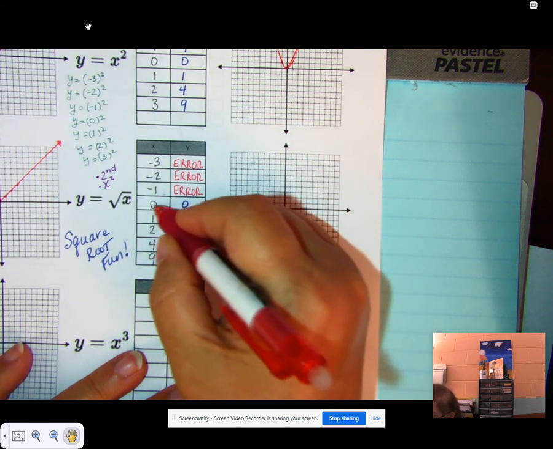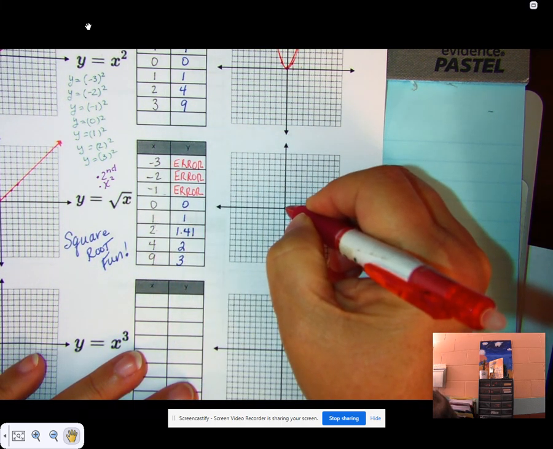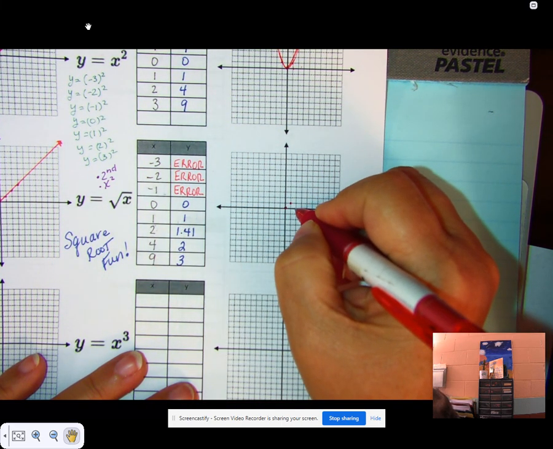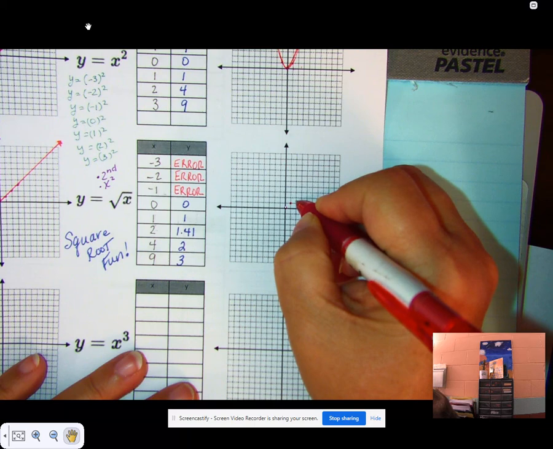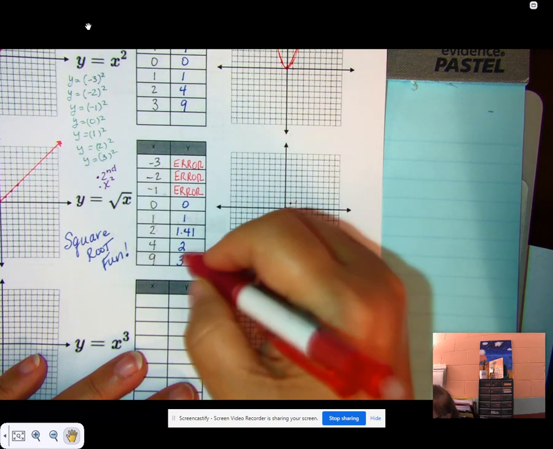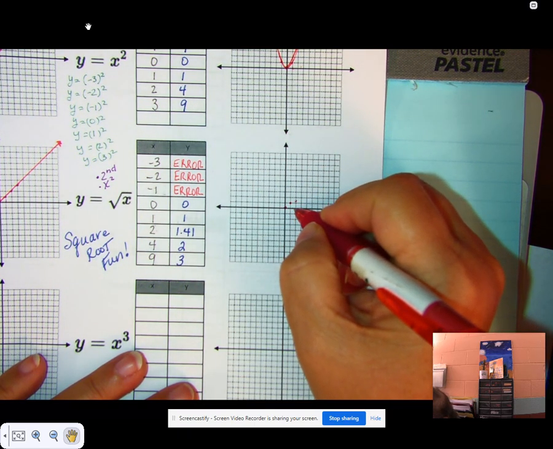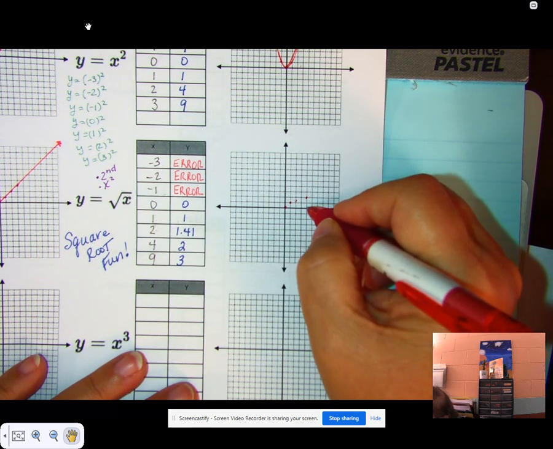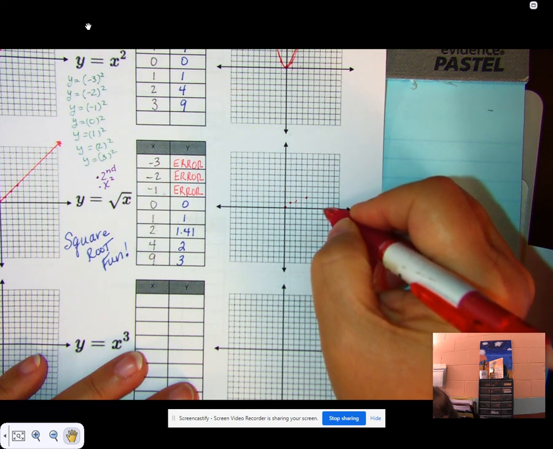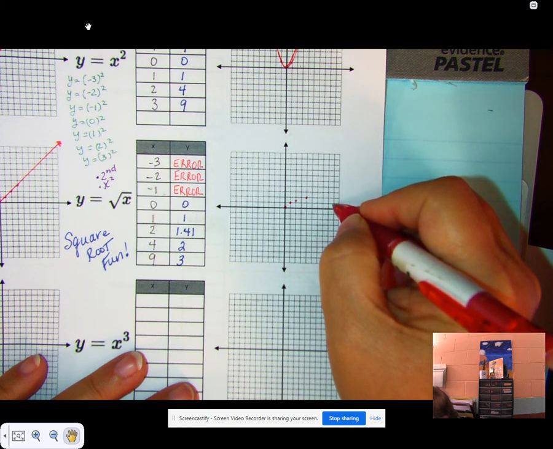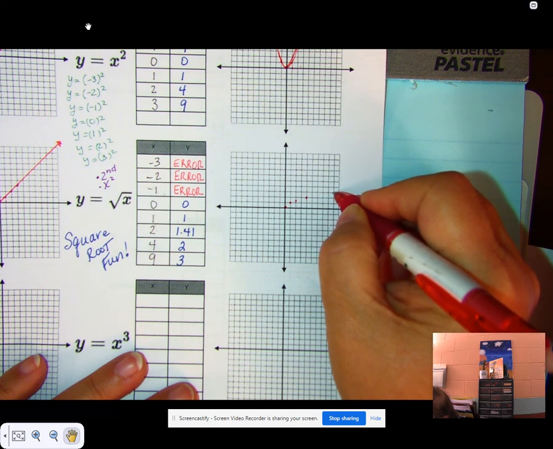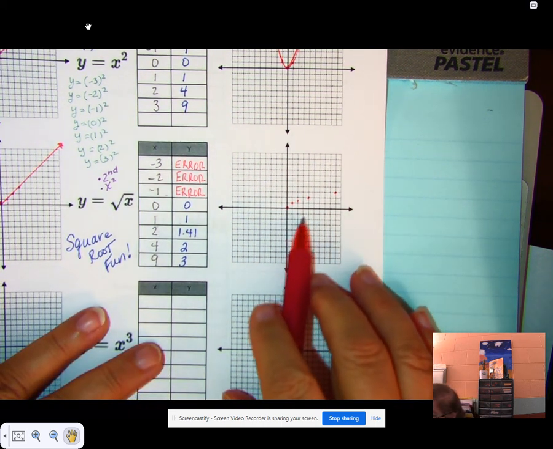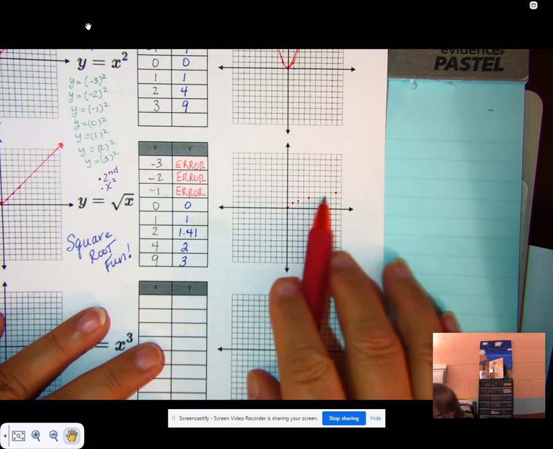So here we go. We're going to start at 0, 0. So when x is 0, y is 0. And then when x is 1, y is 1. And then when x is 2, y is 1, almost half, not quite. Just get it close. But then when it is 4, y is 2. When it's 9, y is 3. Look how slowly that rises. Here is 4, here is 9, and it didn't hardly go up at all.